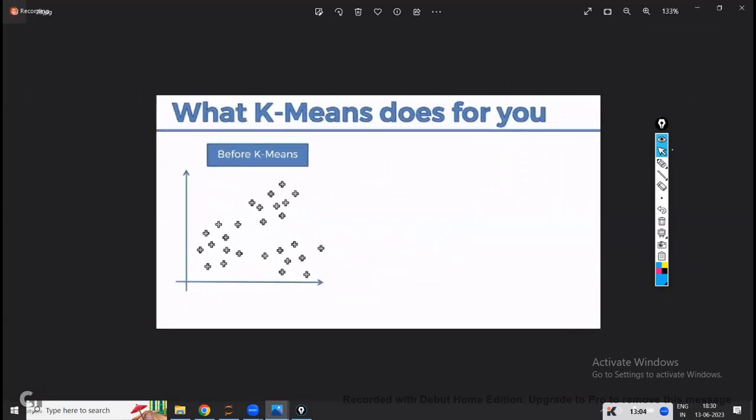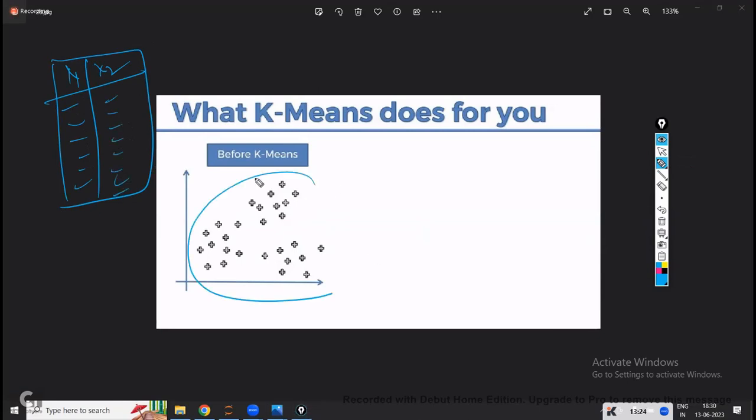Now, before K-means, you are having data like this. Before K-means, the data points. Assume you are having only X1 and X2, only two columns. There is no output variable, only input variables X1 and X2. I'm having some data points like this, and if I apply a scatter plot to these data points, I get a scatter plot like this.